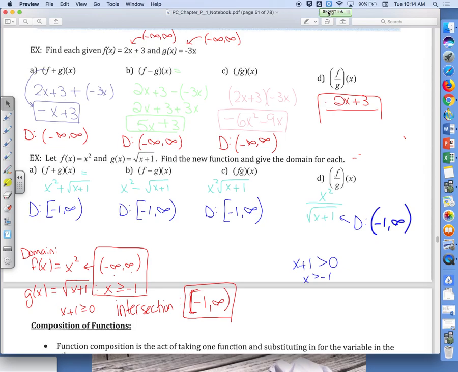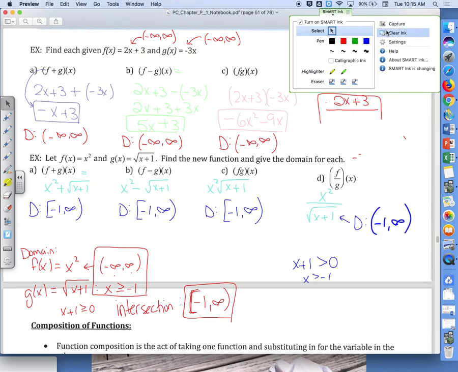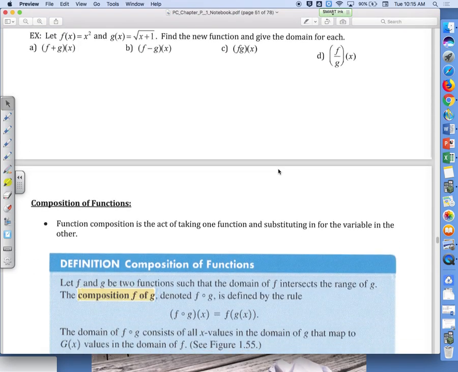So make sure you understand the process of just adding, subtracting, multiplying, dividing the functions. If you're a little unclear with the domain part, don't worry about that so much. We'll pick up on that as we go. But it's more important that you can do this part, the add, subtract, multiply, divide part. All right, we're going to skip a little bit here, flip to the next page.